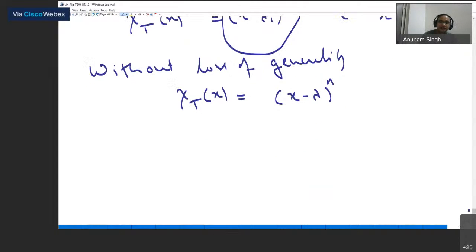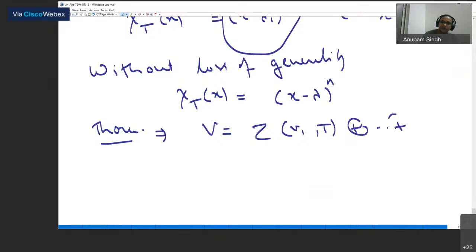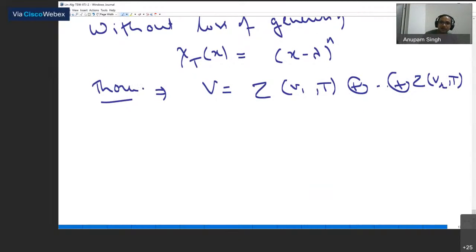Now what I do is that I can write this as, so the theorem implies that V is a direct sum of some cyclic subspaces, Z(v1, T) direct sum ... direct sum Z(vr, T). And let's say this is of, so now I want to write, let's say this is of dimension, maybe, just for simplicity, let's call it n1 and nr.